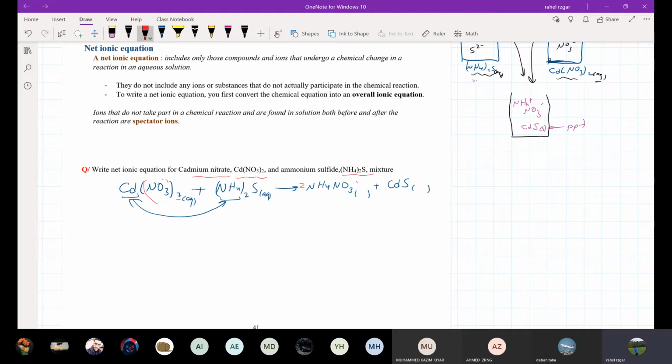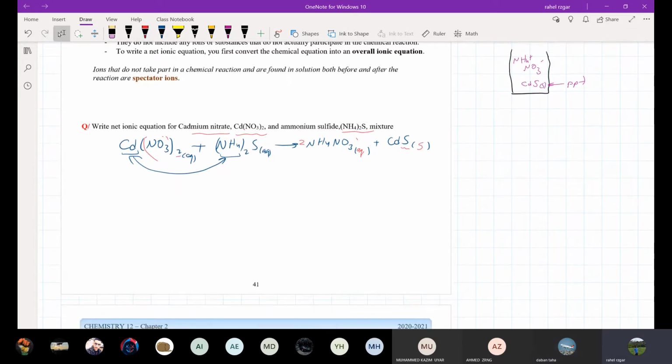Again, let's look at their states. NH4 is soluble in any compound, as well as NO3. So we will say this is aqueous. Cadmium sulfide, we have a rule for S. It is not soluble with cadmium, because sulfide is only soluble with barium, strontium, sodium, potassium, and ammonium. It's only soluble with those. That's why it is not soluble, it becomes a precipitate.